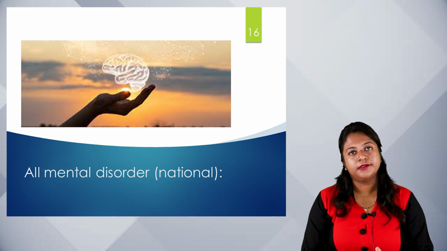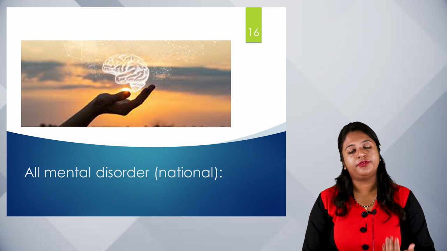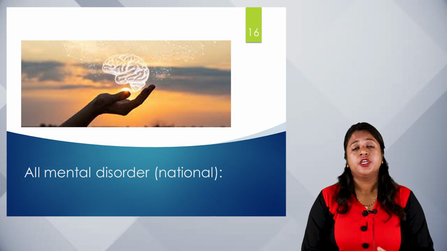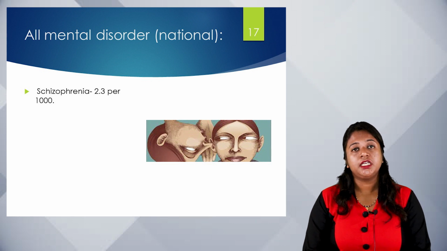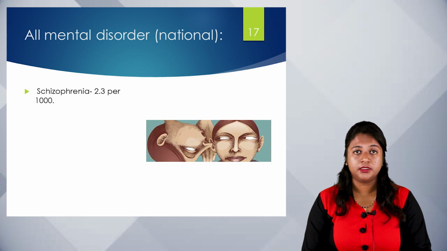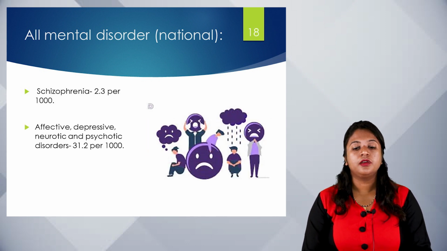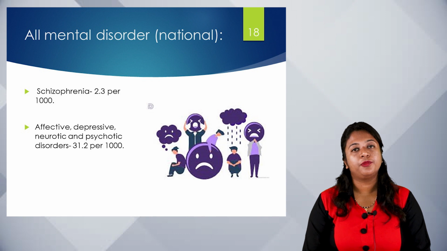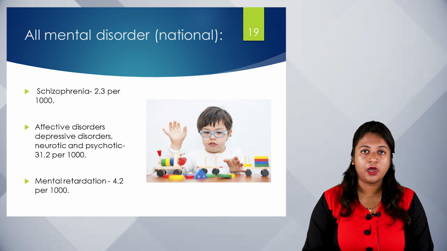If you take the prevalence of all the mental disorders in India, we have different mental disorders like schizophrenia, depression, bipolar disorder, anxiety disorders, and child disorders. So we are going to see the prevalence of these disorders in India. For schizophrenia, the rate of schizophrenic cases in India is 2.3 per thousand population. The affective disorders, which include depressive disorders or neurotic disorders, are observed to be 31.2 per thousand population. Mental retardation in children is observed to be 4.2 per thousand population.